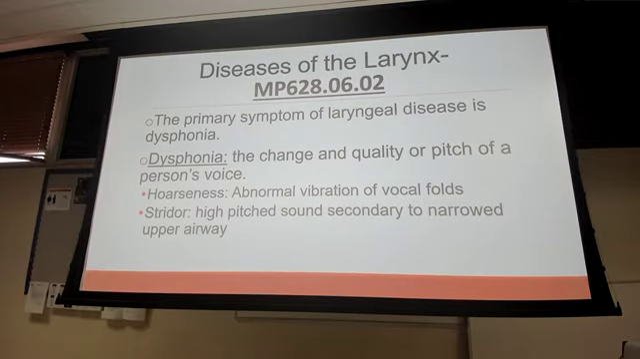So the primary symptom of laryngeal disease is dysphonia, or abnormal speech. So this can manifest in different ways. Like I talked about, you might have a high pitch, more of a low baritone pitch. Patients might have that hoarseness. So we'll talk about how those sounds manifest with different disease processes.